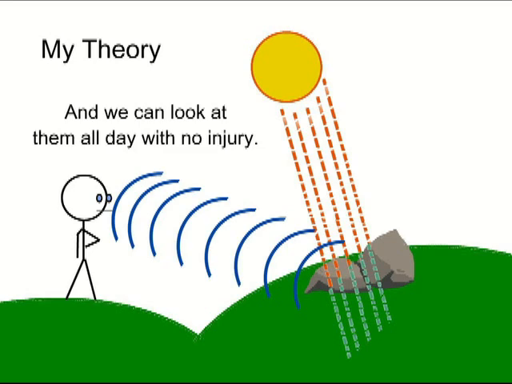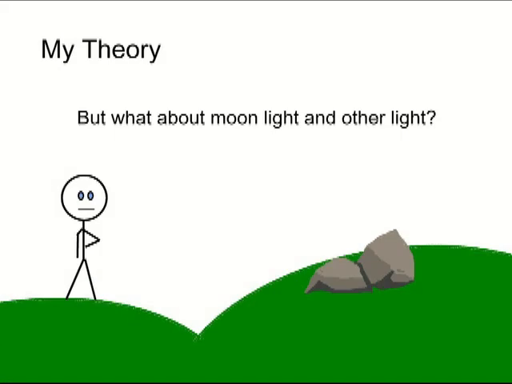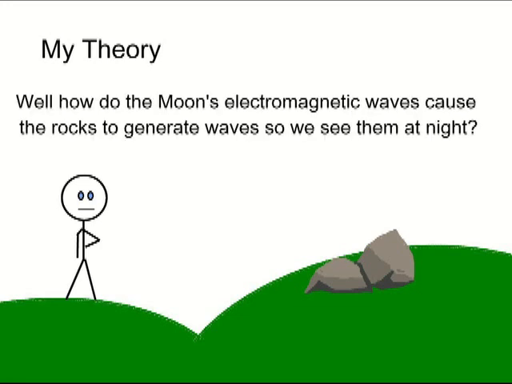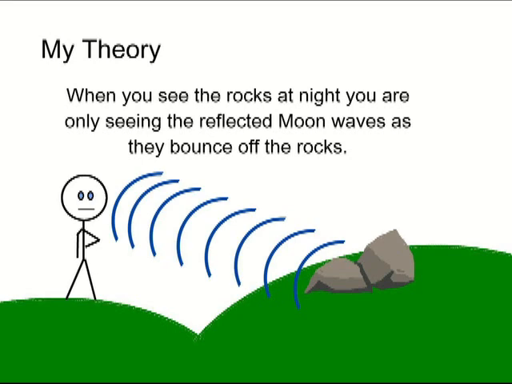Another good thing about these EM waves is that we can look at them all day without injuring our eyes. There's no particulate matter in waves that enter our eyes. But what about moonlight? If moonlight has no emissive particles, then how does it cause the rocks to emit waves? It doesn't. Unlike particles, electromagnetic waves can reflect off of mass items like these rocks. So when you see the rocks at night, you are seeing them from reflected moonlight, which is why they lack the color they would normally emit during the day.